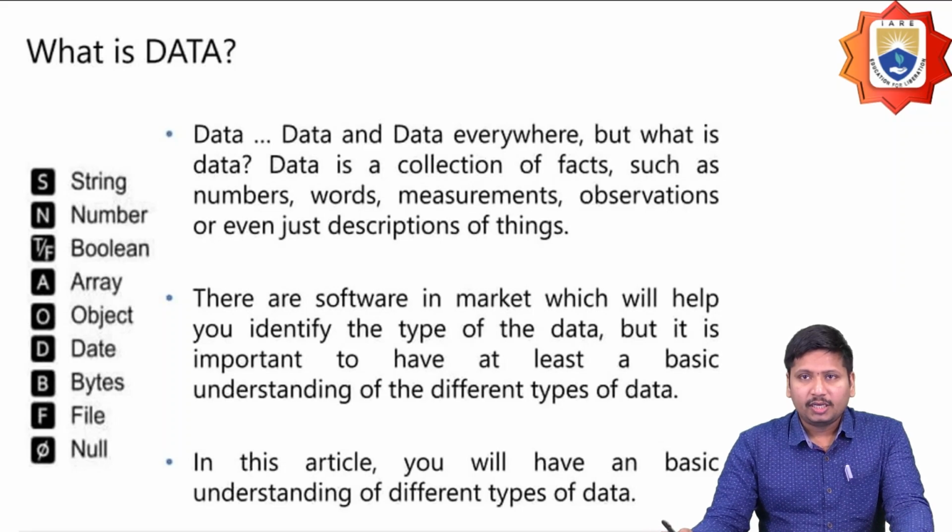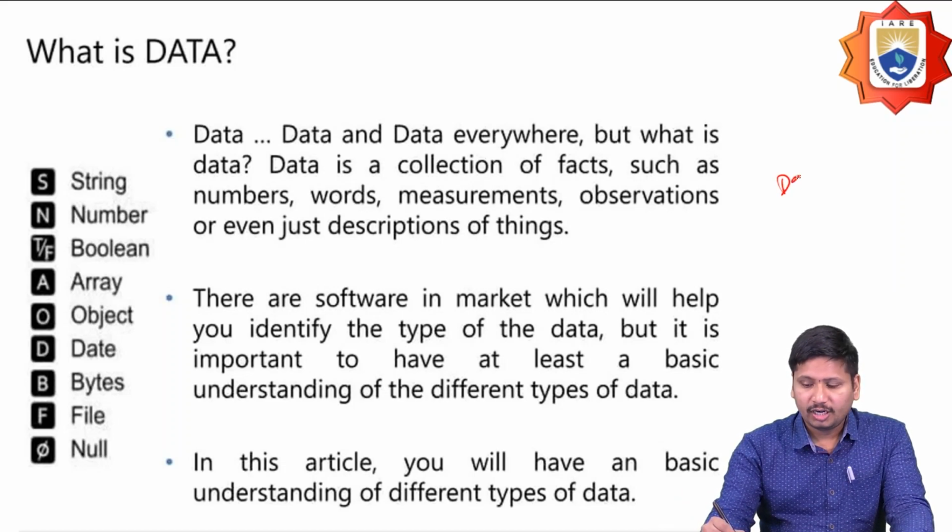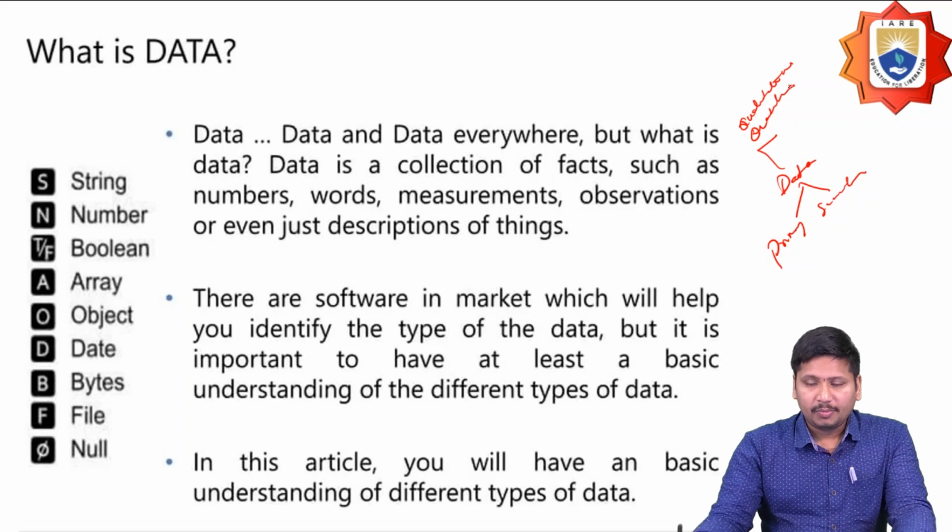So data is a collection of facts such as numbers, words, measurements, observations, or even just descriptions of things. Some software may also be available in the market to analyze the data. Normally the data may be of different types and may come from different sources, like primary and secondary sources. The types can also be classified into qualitative data and quantitative data. I'm going to discuss all of these.